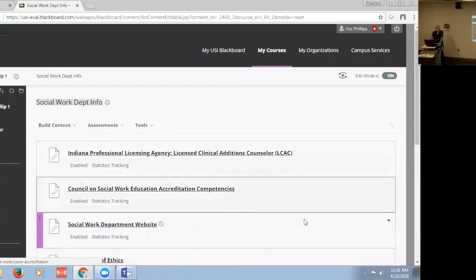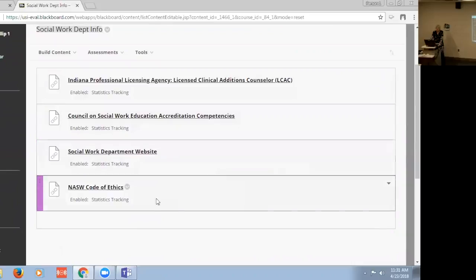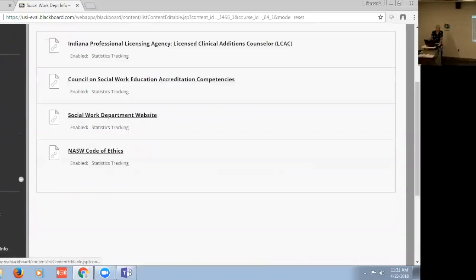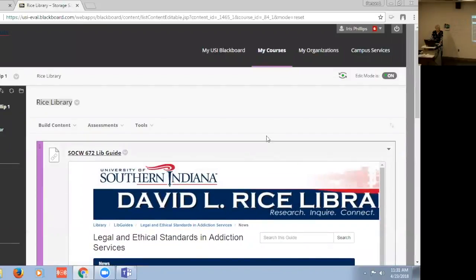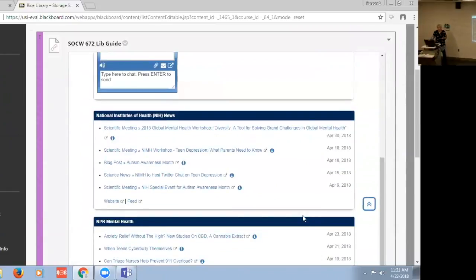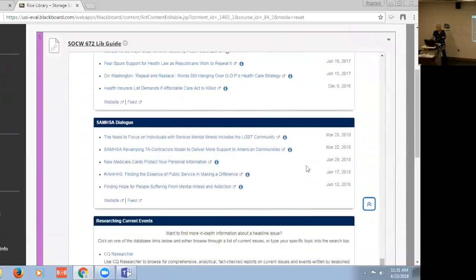Okay, lots of resources, both the Licensure Council on Accreditation Competency Social Work website, and someplace, I can't find it, but someplace the Rice Library actually pulled in legal and ethical standards here. So they have put the standards, best practices. They actually have other resources and SAMHSA, and they also have state and federal statute in here as well. So nobody has to go look.